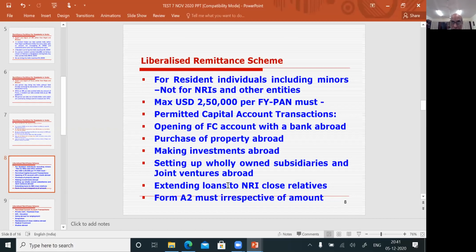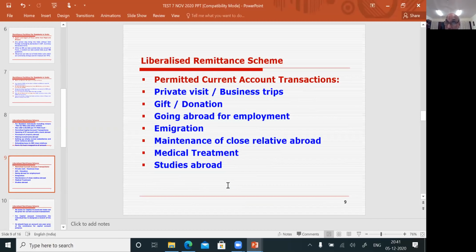Then current account transactions, which are all the permitted current account transactions. Private visit: you want to go abroad. You have got fed up with that examination on 13th December. Immediately after the exam, you want to apply for sabbatical leave for 2 months and go to enjoy in Switzerland, etc. You can go. You can take 2,50,000 US dollars for a private visit.